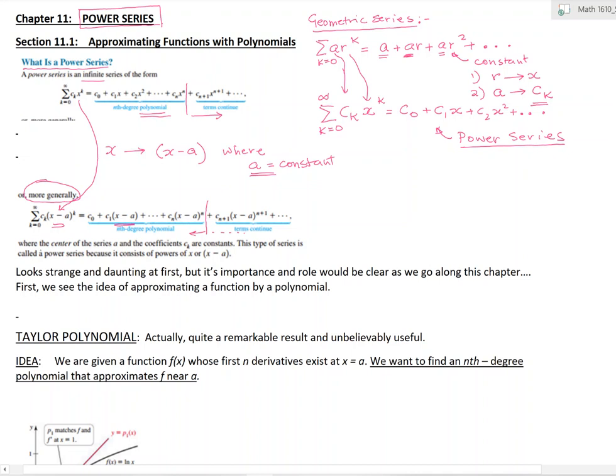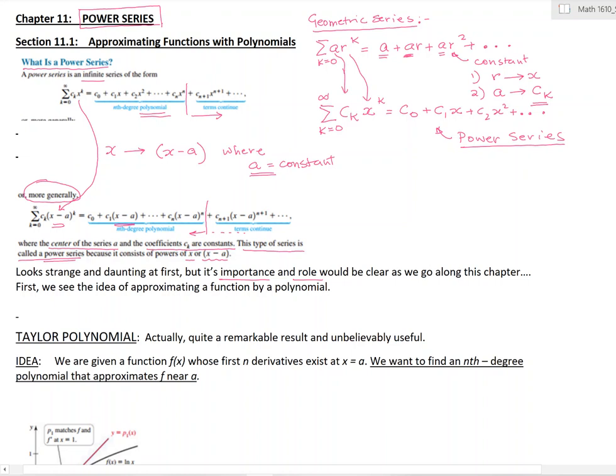So what is this a? The center of the series is a. The coefficients ck are constants. This type of series is called a power series because it consists of powers of x or of x minus a. So these are what are called power series. They look strange when you look at them for the first time, but their importance and role will be clear as we go through this chapter.